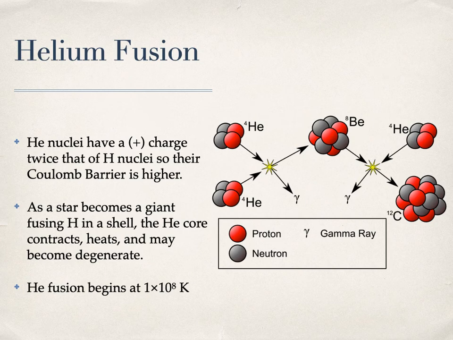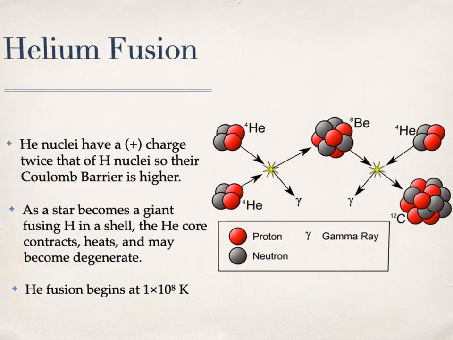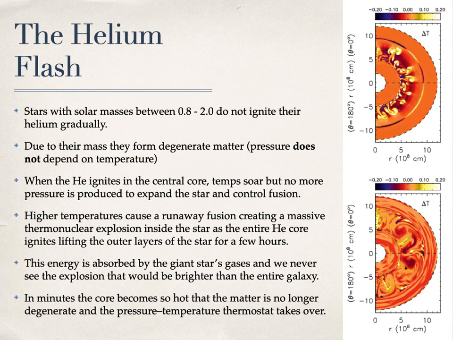Through a series of reactions, releasing radiation in the form of gamma rays, we then create carbon-12. As the star becomes a giant, it's fusing hydrogen in a shell, and the helium core contracts, heats, and can even become degenerate. Helium fusion requires a lot of heat, right? I said here it's 1 times 10 to the 8 kelvins to ignite helium fusion. So what's going to happen with this helium ignition?